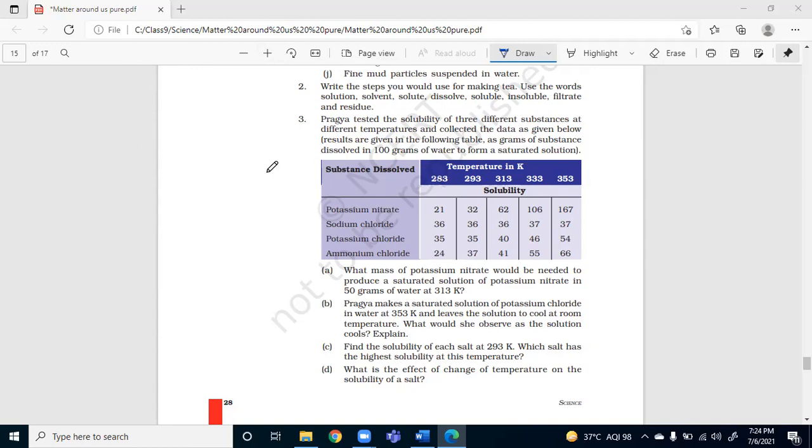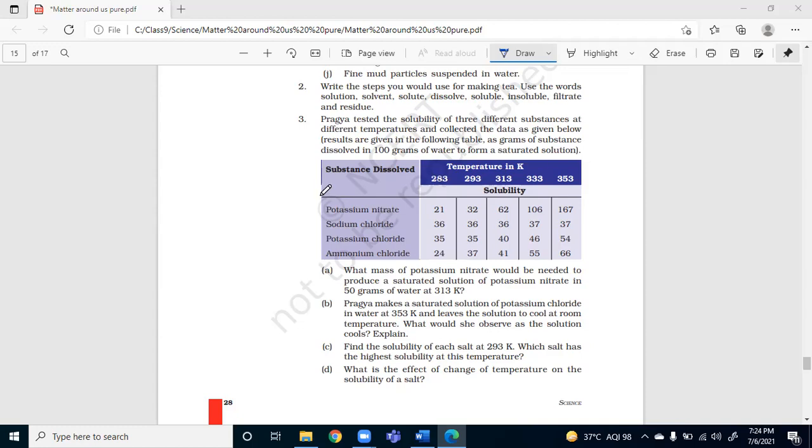So, okay, let's start the discussion for question number 3. Pragya tested the solubility of 3 different substances at different temperatures and collected the data as given below. Results are given in the following table as grams of substance dissolved in 100 gram of water to form a saturated solution.